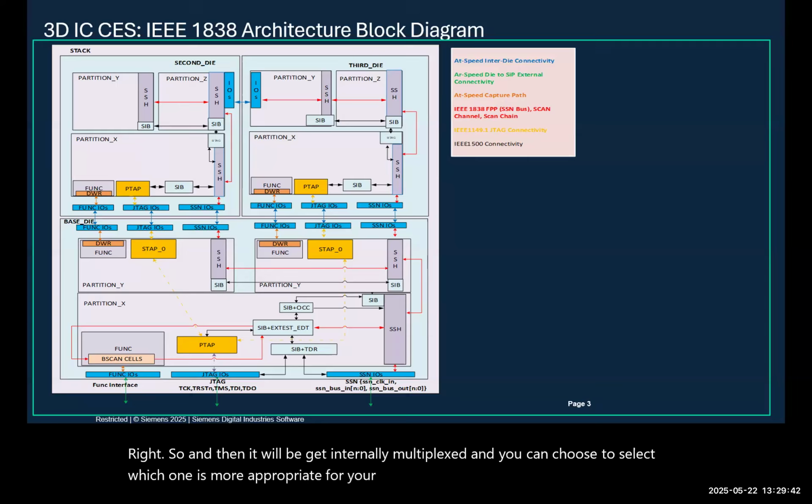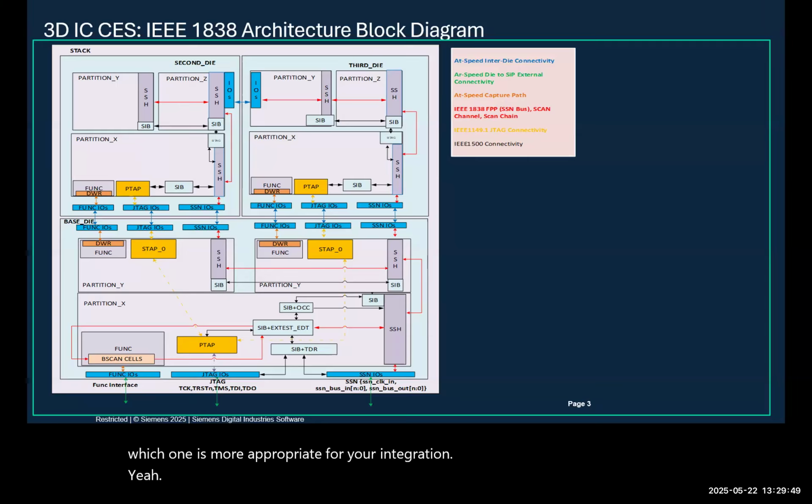Let me ask you a different kind of question. If the ASIC is driving, or if the PTAP is in the ASIC and it's driving the 1500 ports of the HBM, does that open a security vulnerability into the whole system?